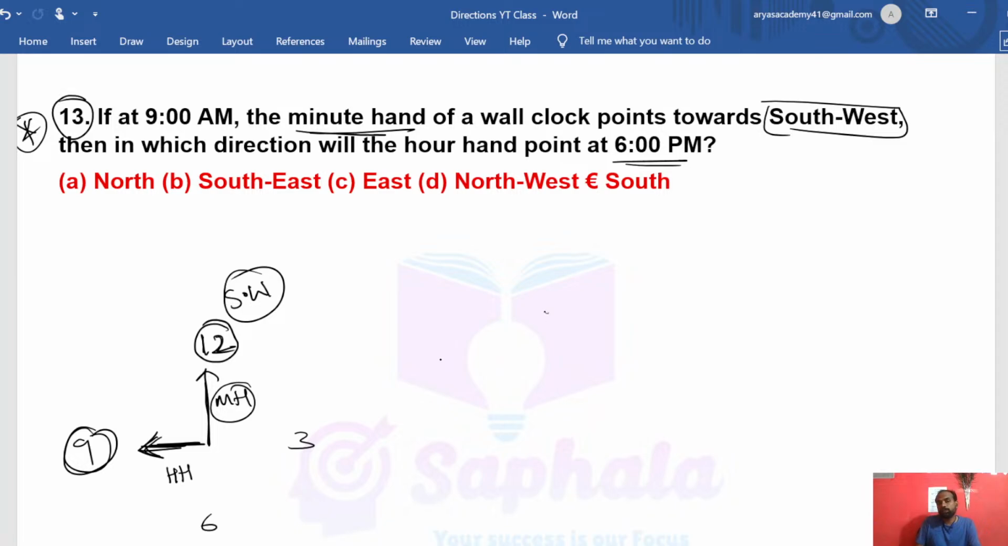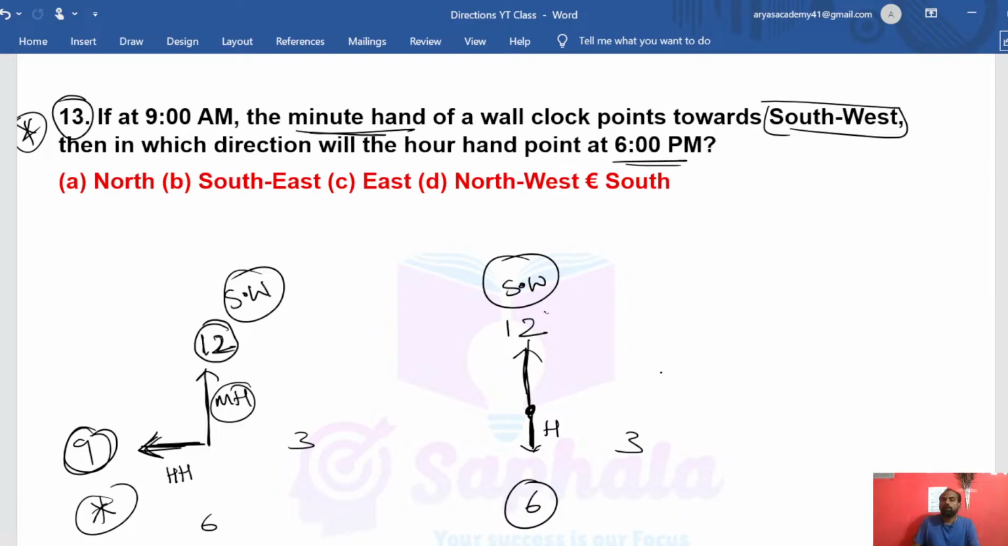But the question is at 6 p.m. You can solve it here itself, but to make it more clear, I am drawing another diagram. Okay, now let us assume that the time is 6 p.m. So where will the hour hand be? The hour hand will be here, no? And the minute hand will be exactly at 12. You already know that this direction is what? Southwest. Okay. Now, if you draw the directions diagram: north, south, east, west, northeast, here comes northwest, then here comes west, and here comes southeast.